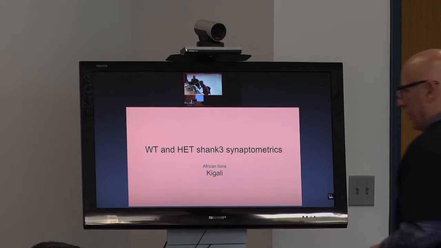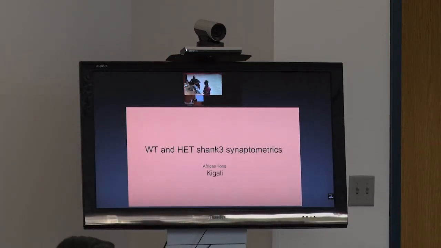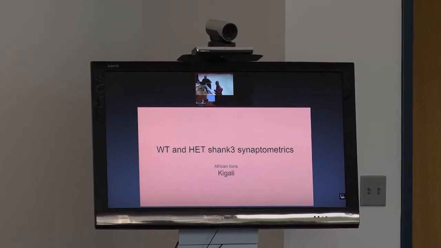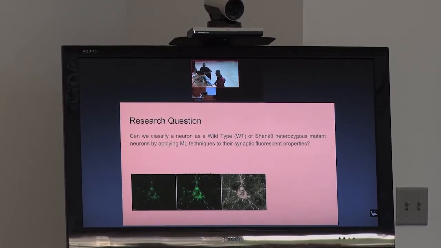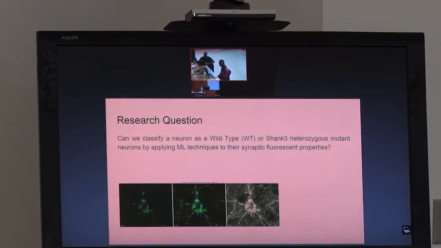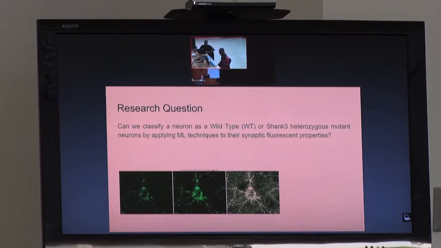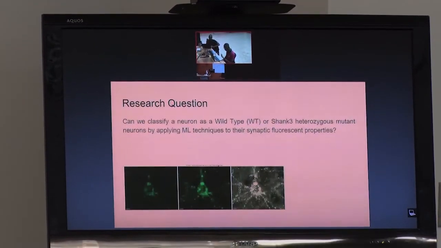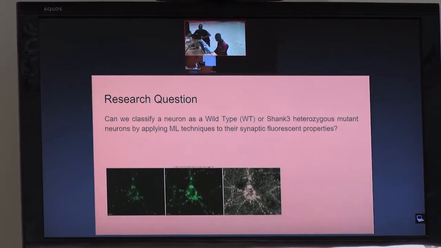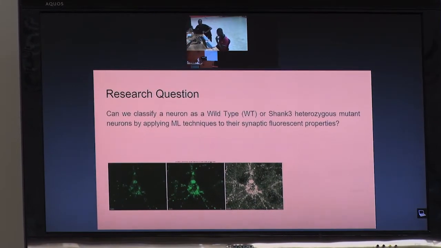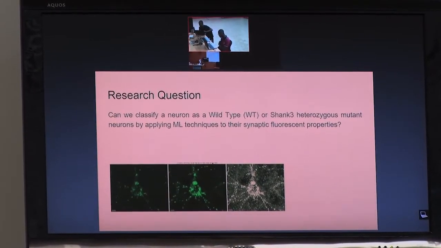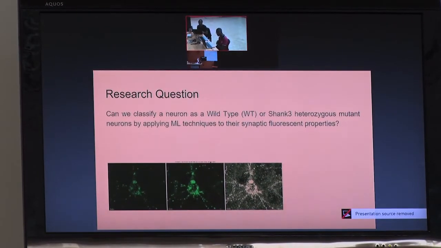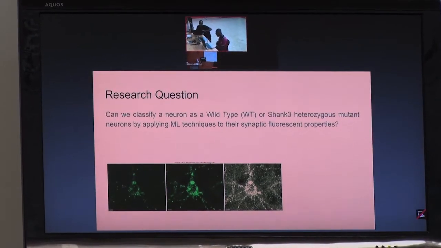Okay. Hello, everyone. My name is Victor, and here are my teammates, Agri, Hillary, and Lena. So we worked on the SHANK3 data set, and we're really interested in seeing if we could classify. We had data from 10 neurons and wanted to see if we could classify the genotype of a neuron based on synaptic fluorescent properties that we were given data sets. So really that's what we were interested in.